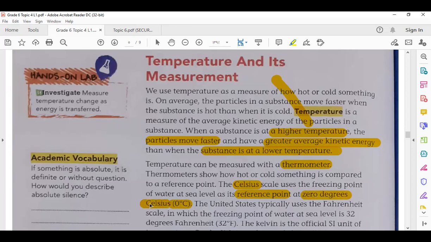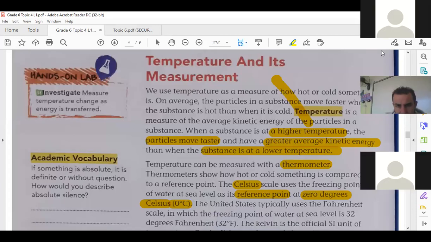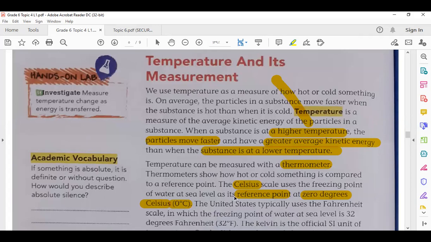It is written like 0 degrees Celsius, and you read it 0 degrees Celsius. According to the Celsius scale, water freezes at 0 degrees Celsius. Who can tell me what the boiling point of water is according to the Celsius scale? Water boils at 100 degrees Celsius.